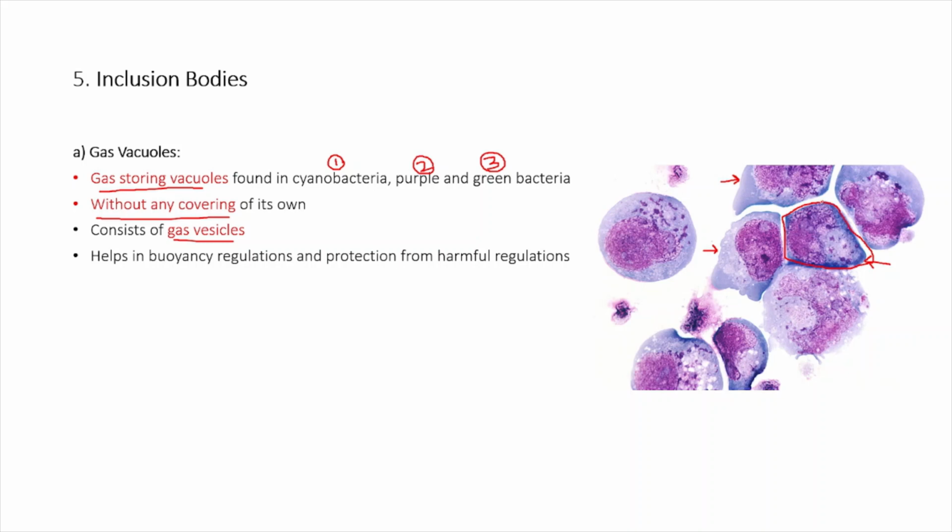It is made up of lipids and lipoproteins. But these four or five gas vesicles together constitute one gas vacuole, and the gas vacuole as a whole does not have any covering of its own. The vesicles can have their own covering, but the gas vacuole does not. So no covering of the gas vacuole, but individual covering of gas vesicles is present. The gas vesicles assemble to form the gas vacuoles.